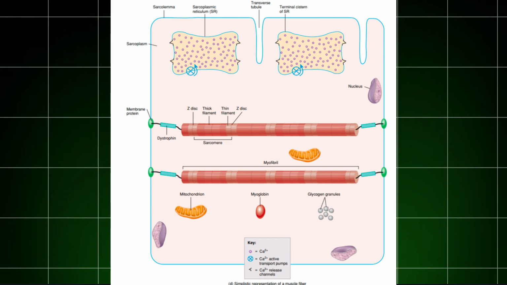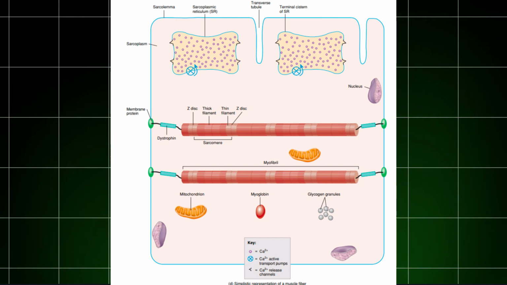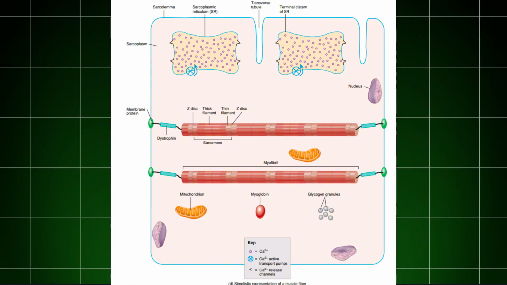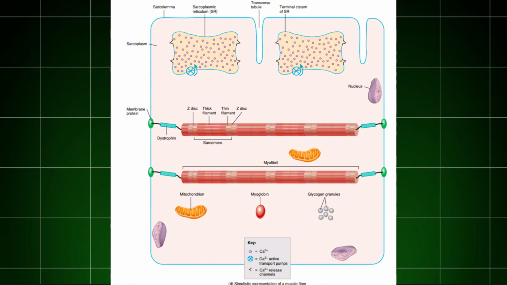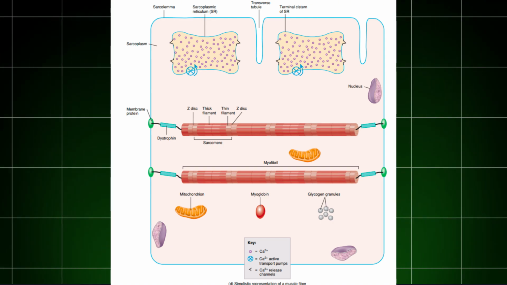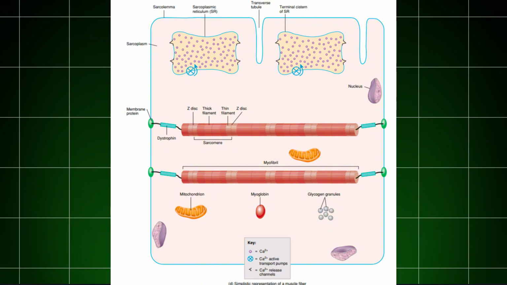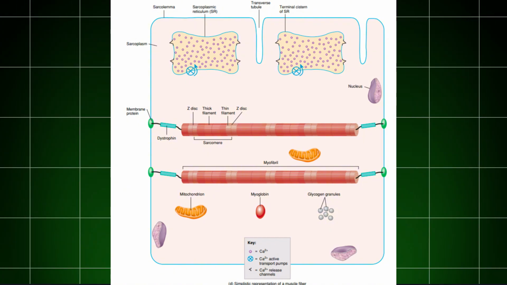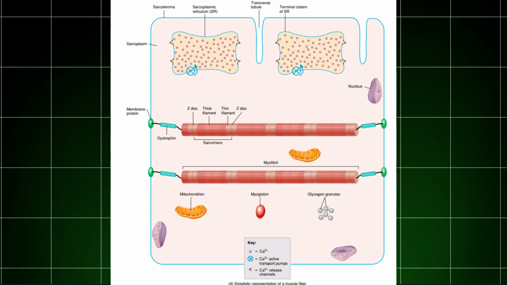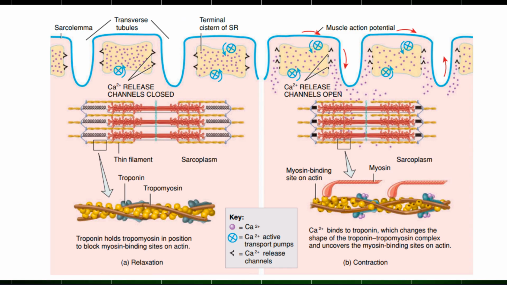Surrounding these myofibrils is the sarcoplasmic reticulum, or SR, a network of fluid-filled sacs similar to the smooth endoplasmic reticulum in other cells. The SR stores calcium ions, Ca2+, which are essential for muscle contraction. The ends of the SR, known as terminal cisterns, butt up against the T-tubules, forming structures called triads. When the muscle needs to contract, the SR releases calcium ions, triggering the contraction process.